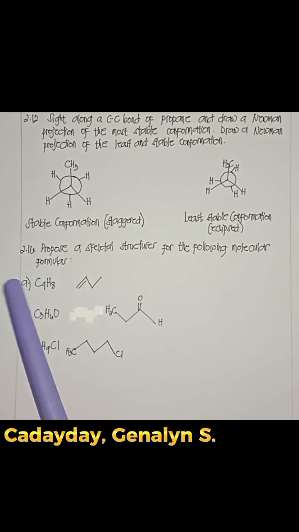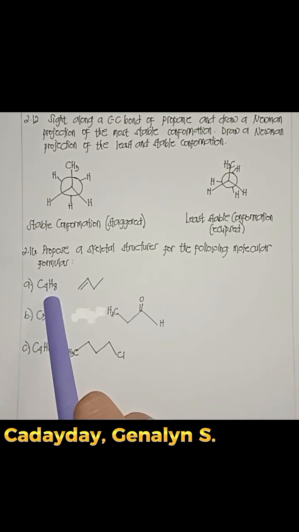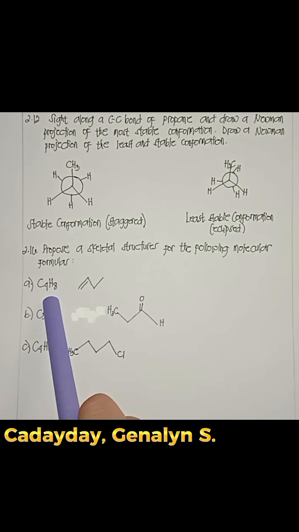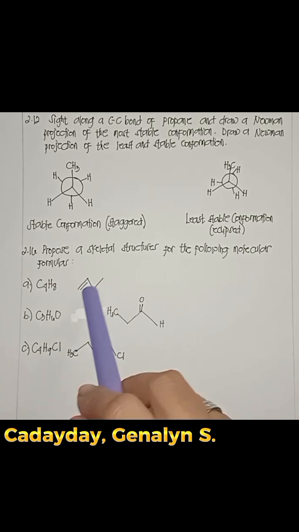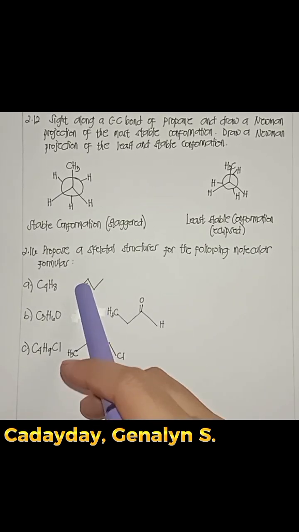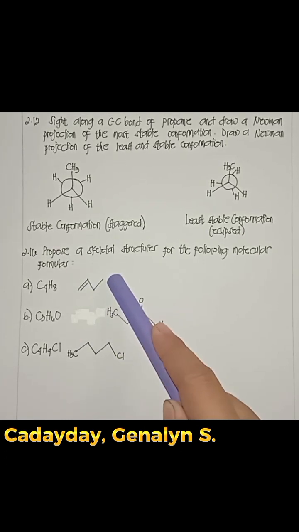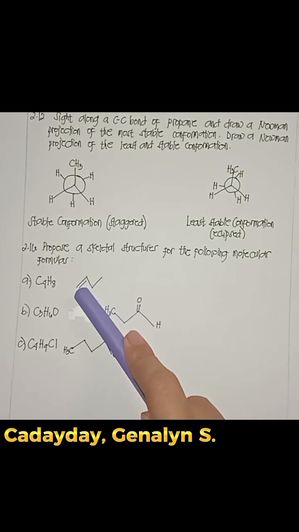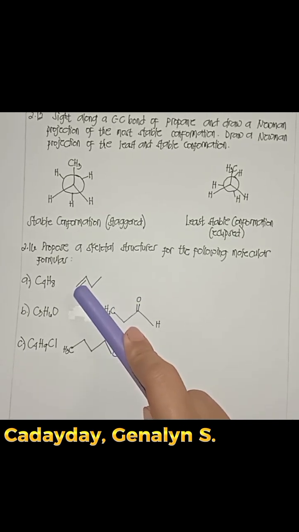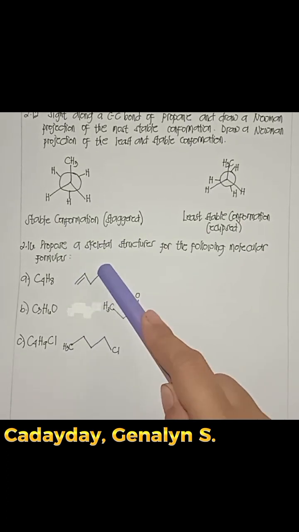Problem 2.16. Propose skeletal structures for the following molecular formulas. So letter A, C4H8, that is butene. Butene is an alkene and we have a double bond. So we have 4 carbons, 1, 2, 3, and 4. And put a double bond here. And we put a double bond here. So every carbon has 2 hydrogens, so 2, 4, 6, and 8.